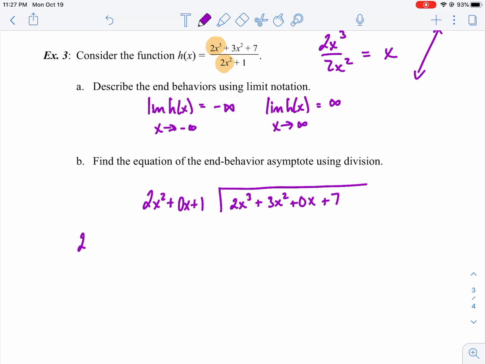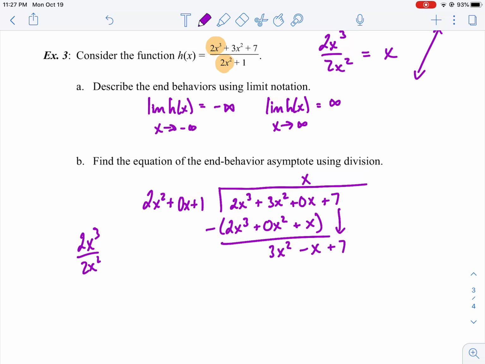So how many times if I do 2x cubed divided by 2x squared? I know that's x, so then I multiply down. So I'd have 2x cubed. x times 0 would be 0x squared. x times 1 is x. Subtract. So I'm going to have 3 minus 0, so 3x squared. And then this would be a negative x, because 0 minus 1x. And then I bring down that 7. I do it all over again.